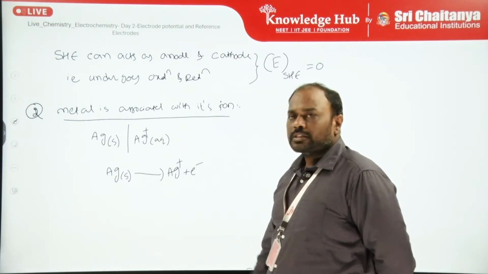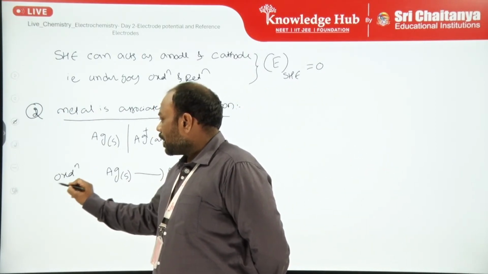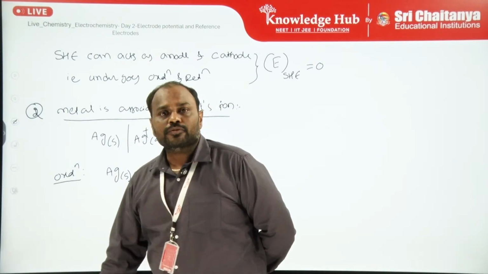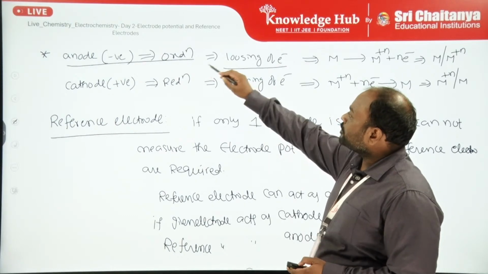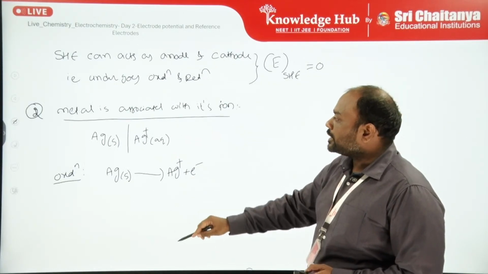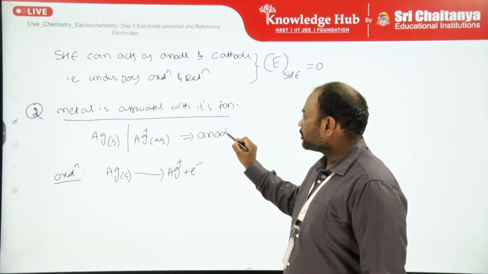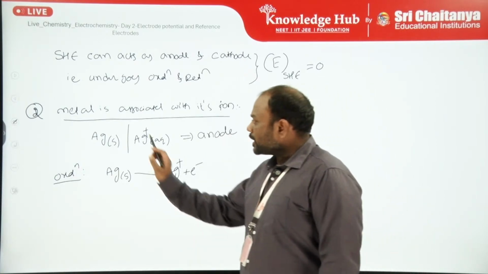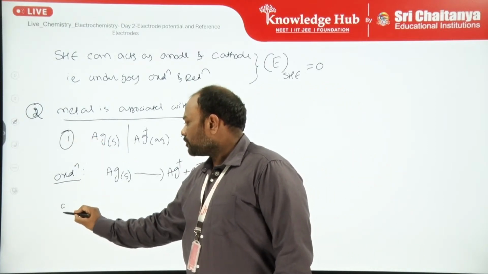So here electrons are lost. Which reaction? Oxidation reaction. Oxidation takes place at which electrode? See the slide before this. Anode. So that means in this condition, this one is acting as anode. This is the first condition. See the second.